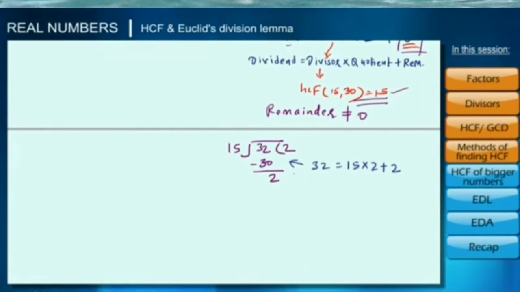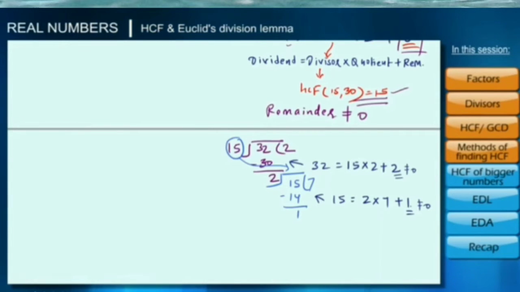Now what is the remainder? 2. Make it the divisor, and whatever the divisor was in the previous step, take it as the dividend. So let us take 2 as the divisor and 15 as the dividend, which was the divisor in the previous step. Now divide 15 by 2, you will get the remainder equal to 1. Now let us repeat the step. Here 15 can be written as 2 into 7 plus 1.